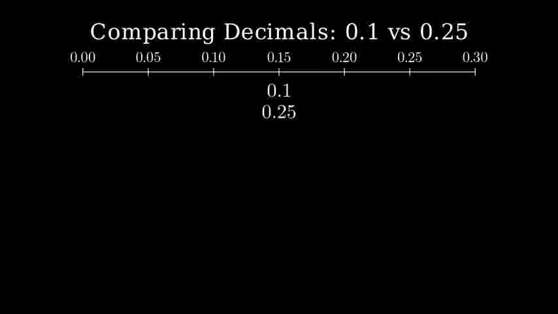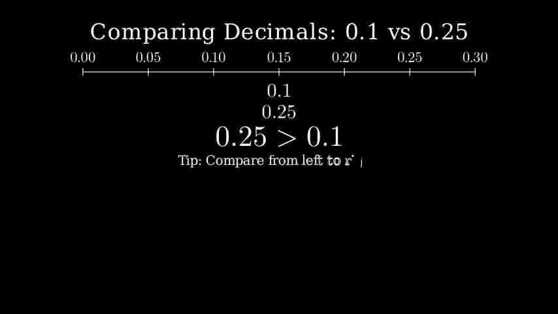First, we'll note the tenths digit of each number. 0.1 has a tenths digit of 1, whereas 0.25 has a tenths digit of 2. Since 2 is greater than 1, it follows that 0.25 is greater than 0.1. Thus, 0.25 is larger than 0.1.